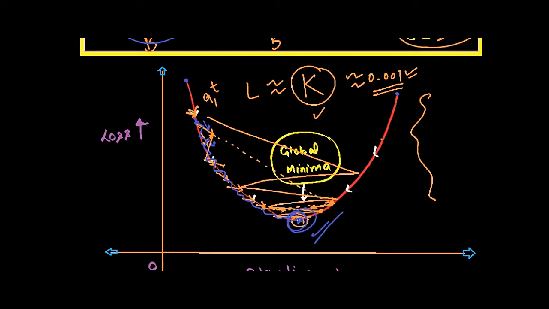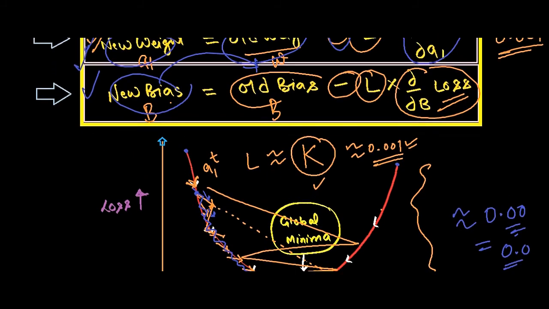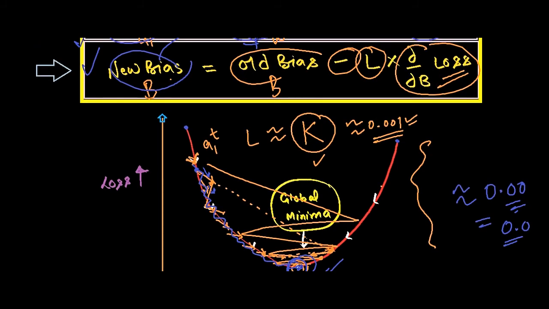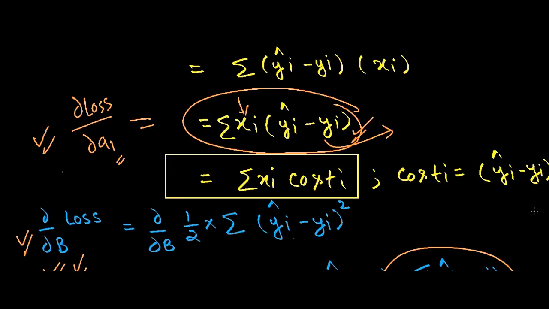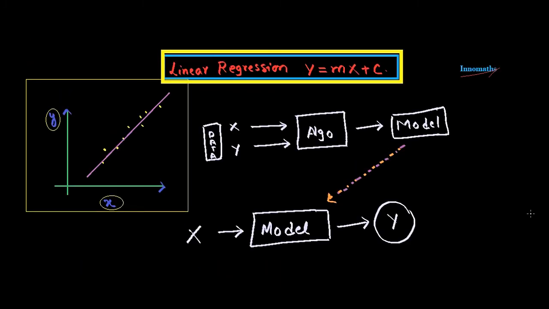And after you get to the global minima, the change in the loss becomes very, very small, and your loss becomes very, very less. That is 0.00 something. If you take too many iterations, it will become almost zero, right? So this is basically the mathematics part of linear regression, and now we'll be seeing the code that will implement this linear regression.